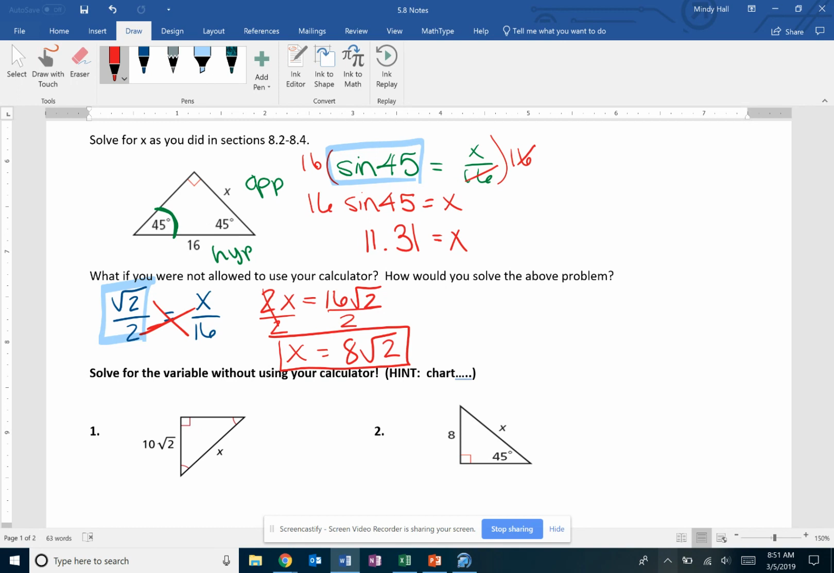And if you pull out a calculator and do 8 times the square root of 2, guess what? You're going to get the same answer you just got, except in a decimal form. But for all of this, your answer needs to be in radical form or in a fraction form, okay?